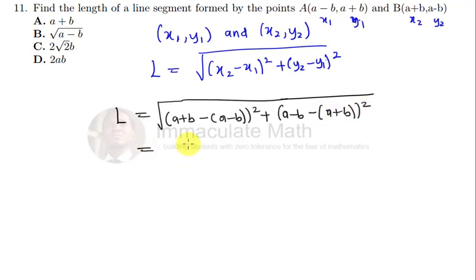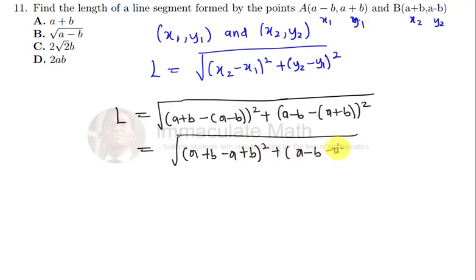So if I try to expand this bracket, I'm going to have a plus b minus a, that's minus times a, that's minus a, then minus times minus gives me plus, then plus b all squared, plus a minus b minus a minus b all squared.